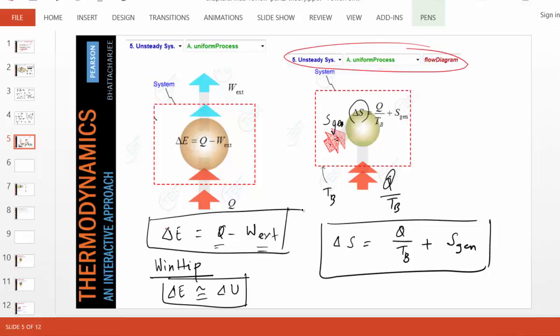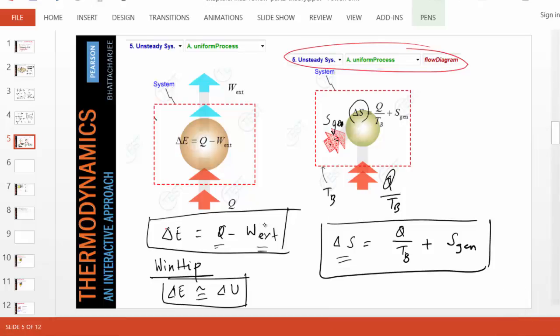As much as possible, we will employ the physical meaning. The change in energy equals heat that comes in minus work that goes out. The net gain by the system is delta E. The change in entropy, the net gain of entropy by the system, is because of entropy coming in by heat and entropy that can be generated during the process.